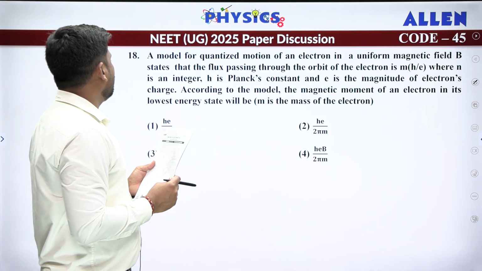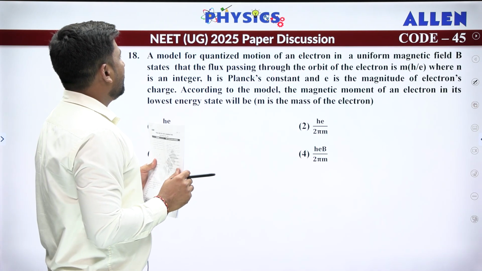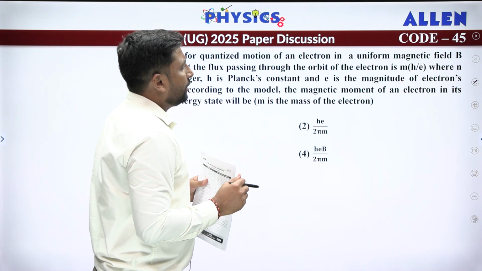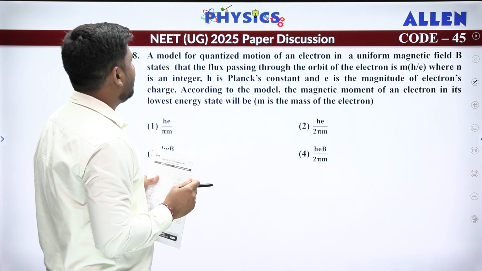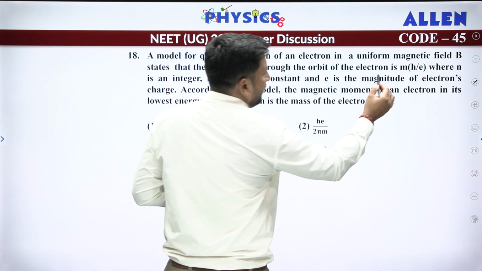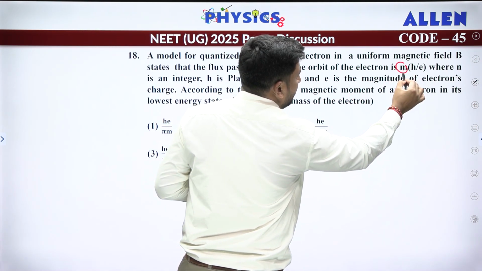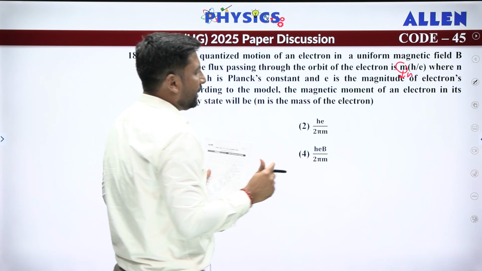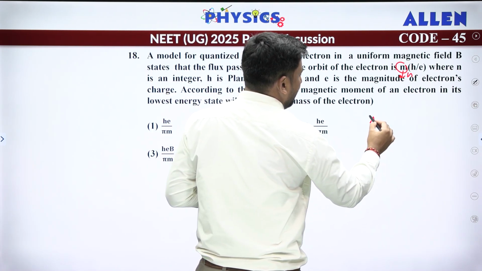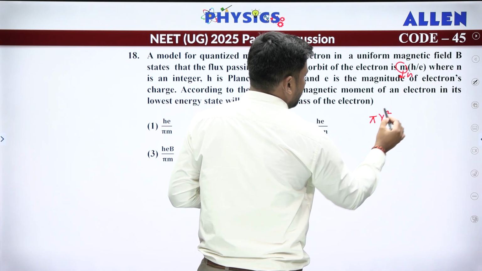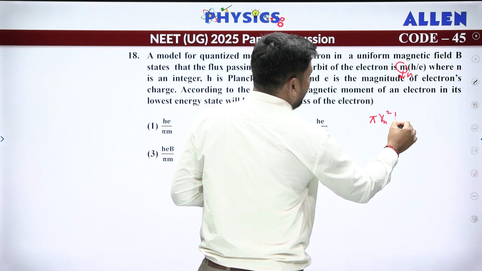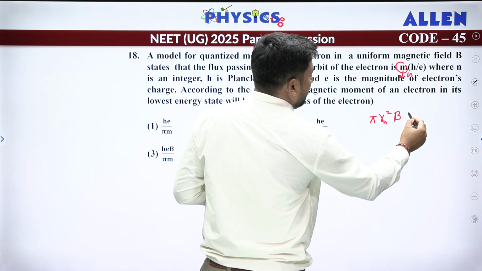Now question number 18. They are saying the model for quantized motion of an electron in a uniform magnetic field B states that the flux passing through the orbit is NH by E, where this is N here. So we can write pi into Rn whole square into B is equal to how much?